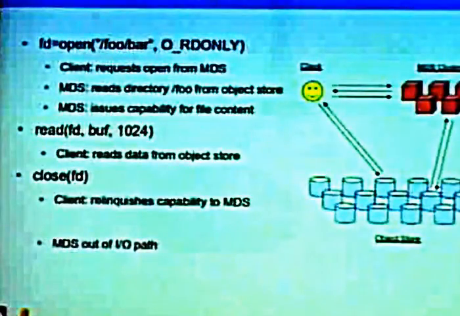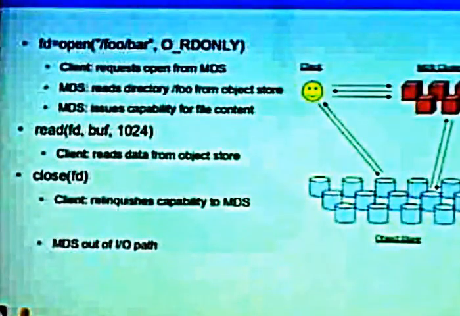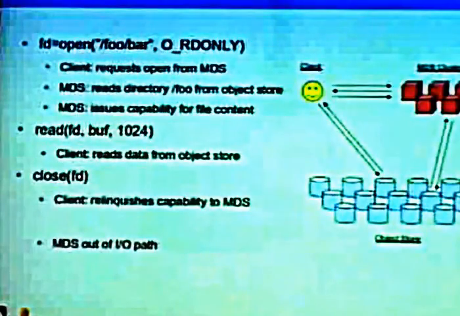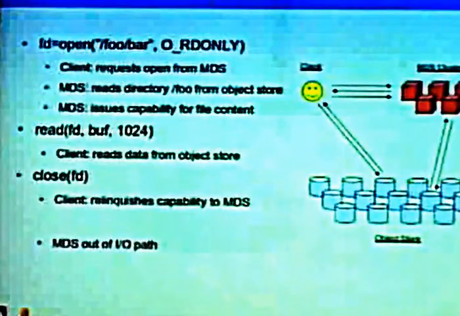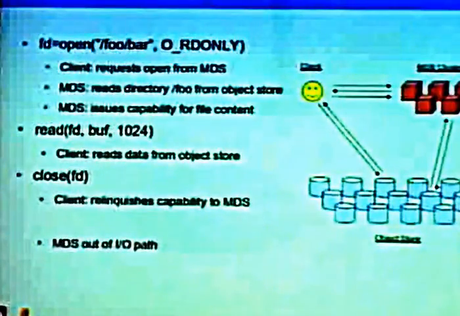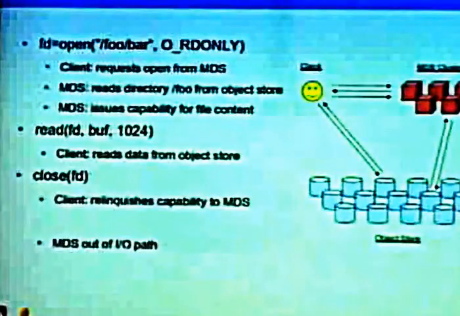So there are two things to notice here. First and foremost, the metadata server stays out of the I/O path. That means that the overall I/O throughput of the system can scale directly with the size of the storage cluster without having a single point bottleneck.